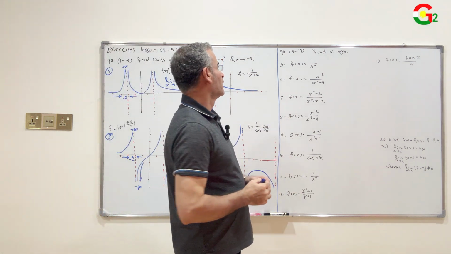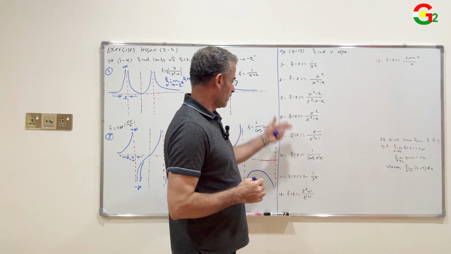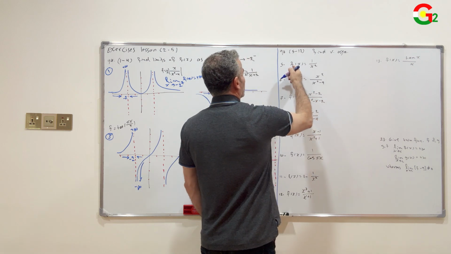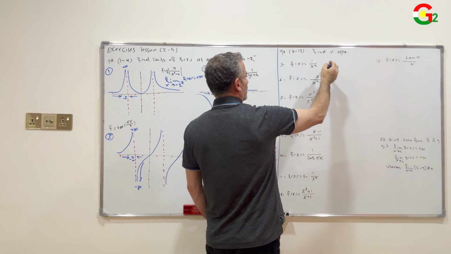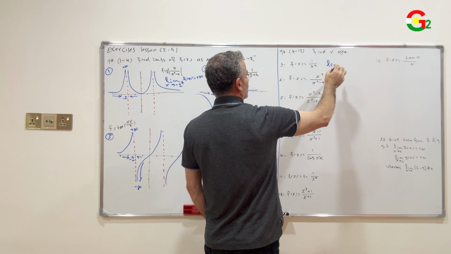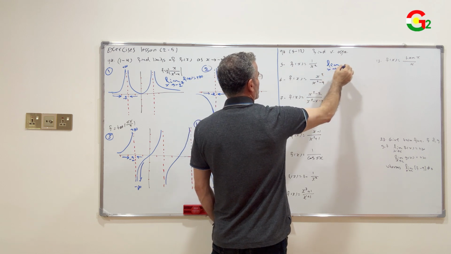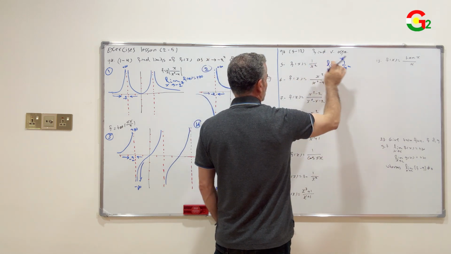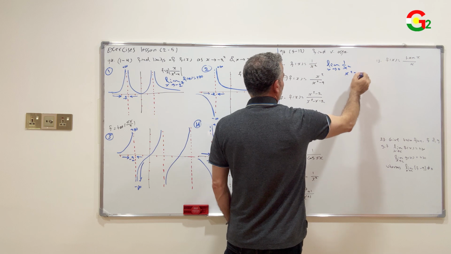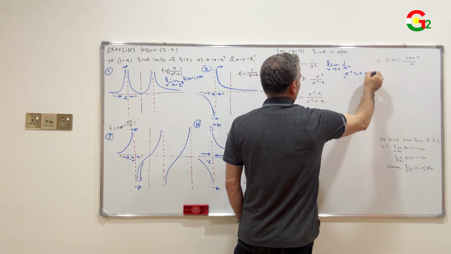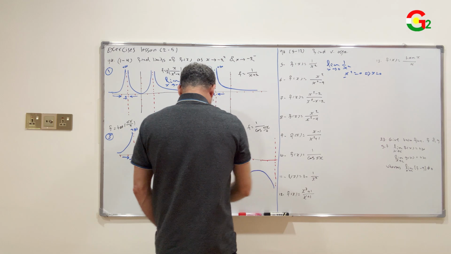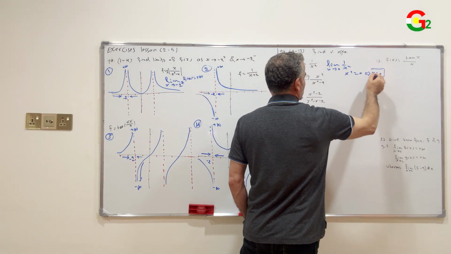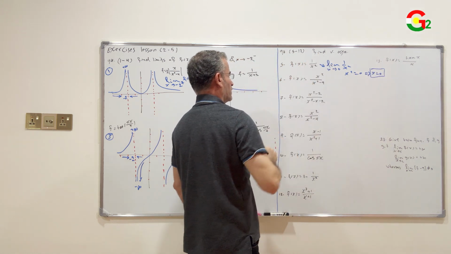Question number 5 to 13. Find the vertical asymptotes for the following functions if they exist. f of x equals 1 over x power 2. If we want to find the limit when x approaches 0 for this function, this limit does not exist, or this function is not defined when x equals 0, and 0 does not make the numerator 0, therefore x equals 0 is a vertical asymptote for this function.